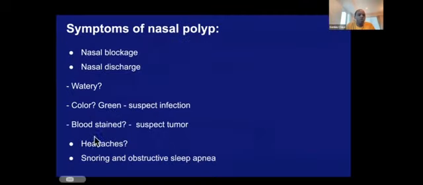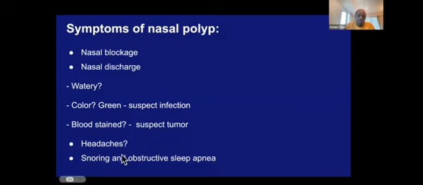Okay, good. Now, what are the symptoms of nasal polyp? There will be nasal blockage. There will be a nasal discharge. The discharge is watery, so ask, is it watery? What's the color? Greenish discharge may suggest an infection like in sinusitis. Blood-stained discharge may suggest a suspected tumor. Are there any headaches?